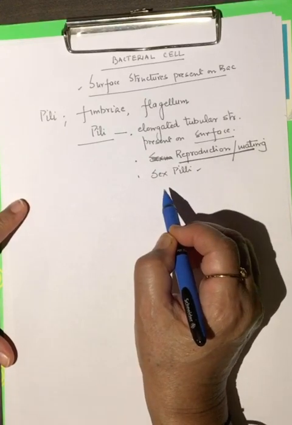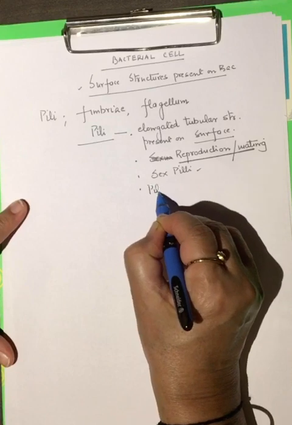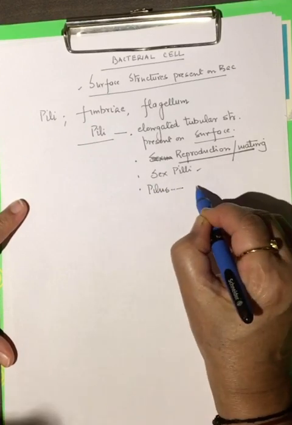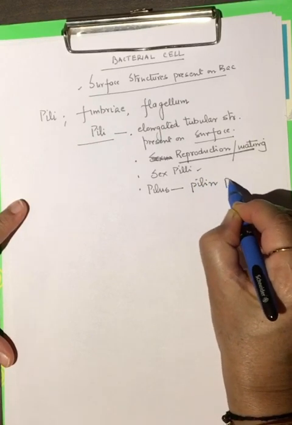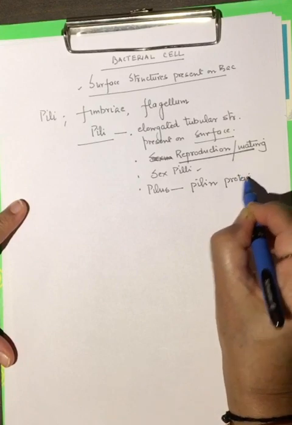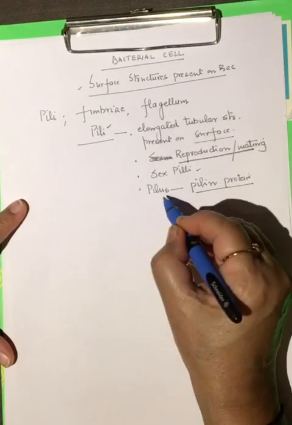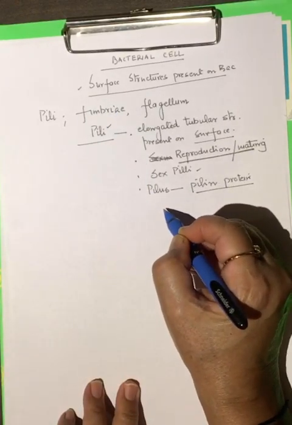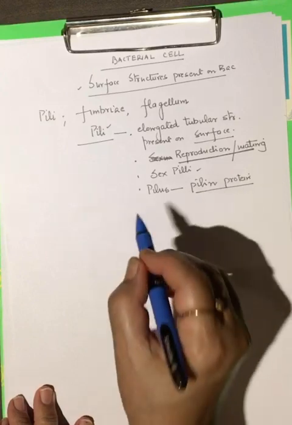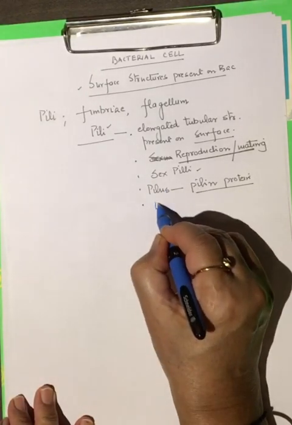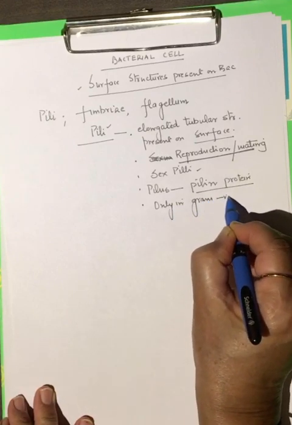If you look at the composition of the pili, a pilus is the singular. A pilus consists of a special protein which is called pilin protein. Pili is the plural, pilus is the singular, like you have villi and villus. These pili are present only in gram-negative bacteria.